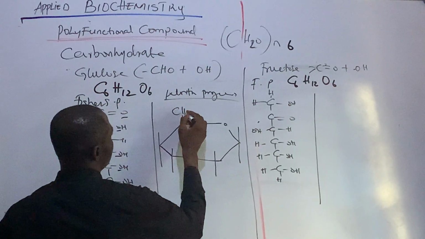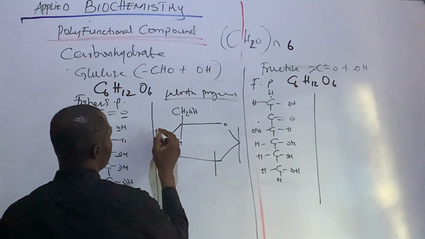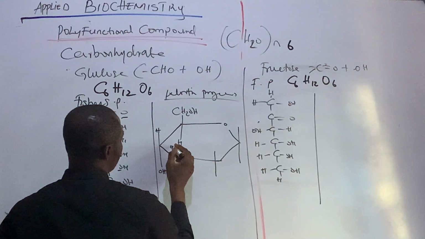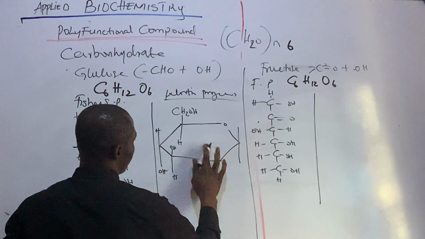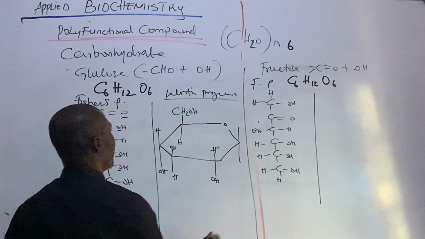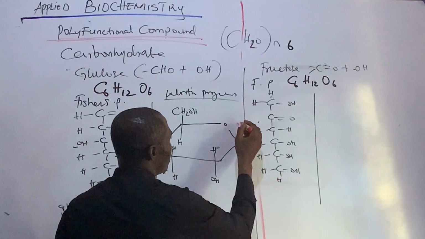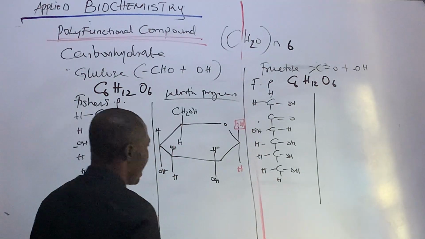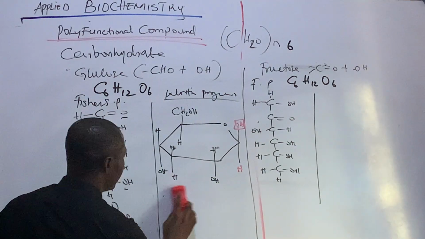This is CH2OH. This is H. Let's call this H, OH. Let's call this OH. Let's call this H, OH. Okay, sorry. Let's call this H. Let's call this OH. Now, over here, be careful. On this side of the board, if you put an OH here and you put an H here, this will become beta D glucose.